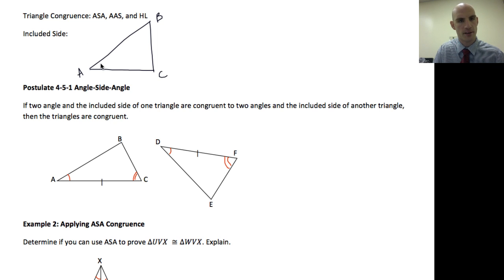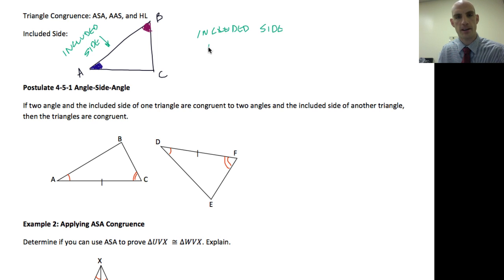And the included side, I need to reference these angles. So I'm going to outline angle A in blue, and I'll use a little purpley, magenta, pinky kind of thing here for B. And so if I denote this here, this is the included side. And an included side is included because it's shared between two angles.